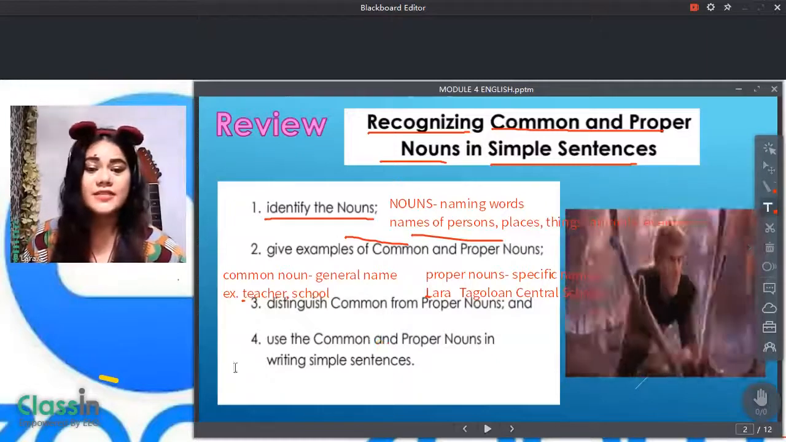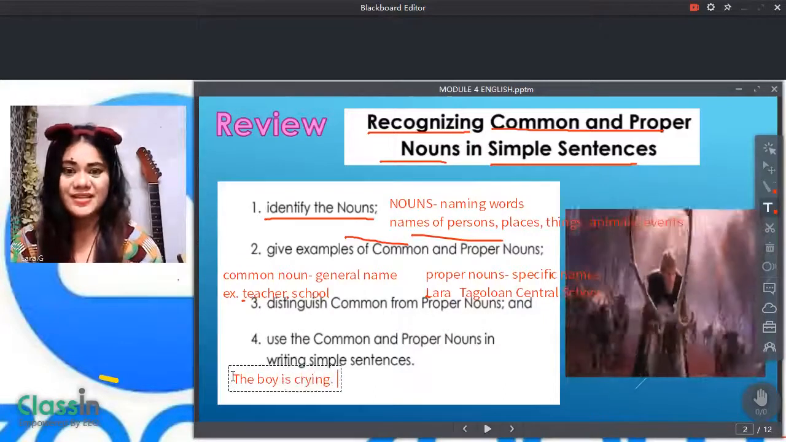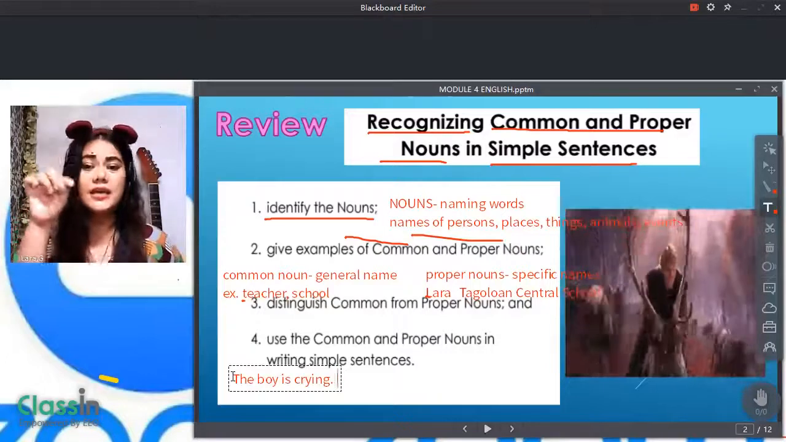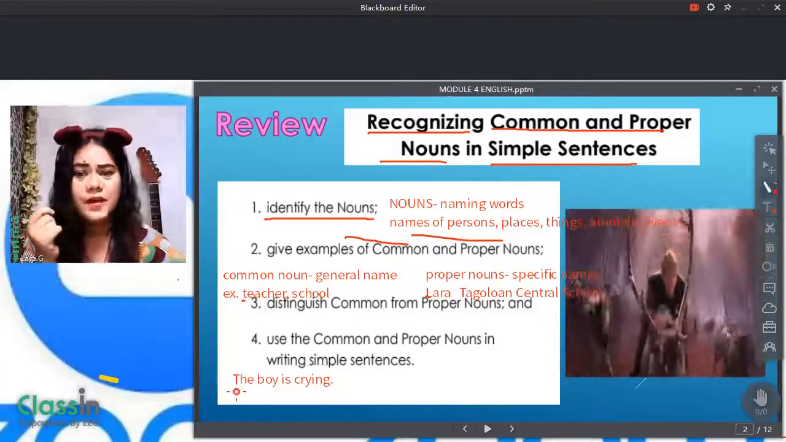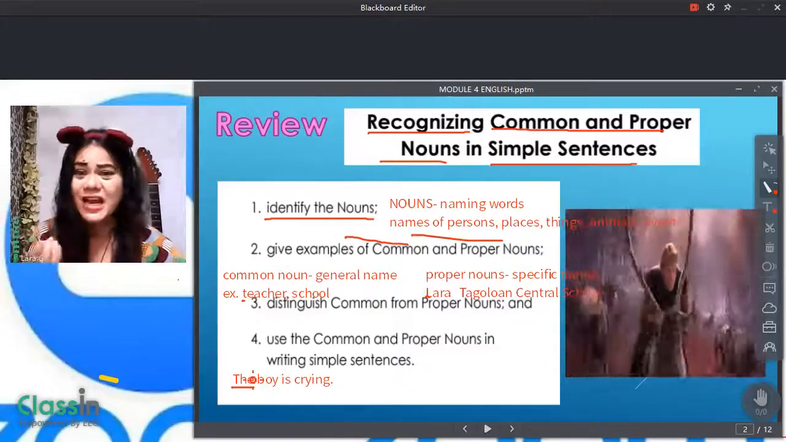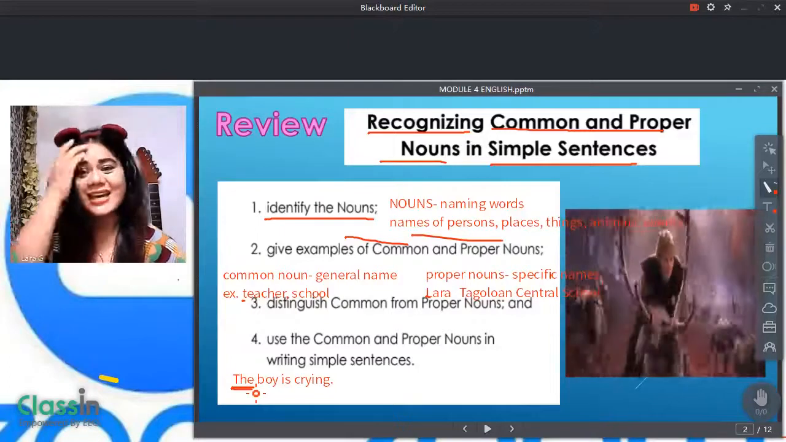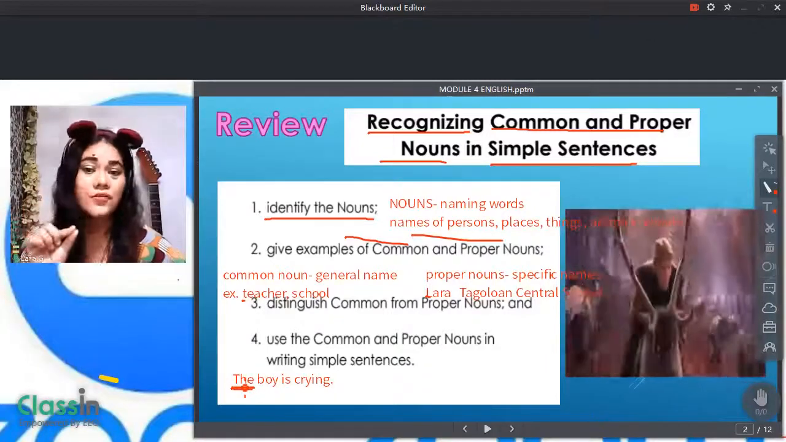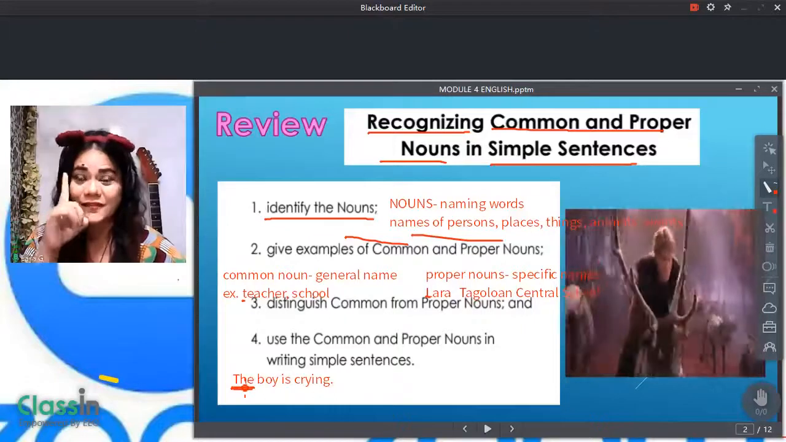For example, when you say "The boy is crying," maybe you will say, oh, teacher Lara said that if the first letter of the word is written in uppercase, then it is a proper noun. Then maybe probably "the" is a proper noun. Actually, it's not, because "the" is not a name of a person, place, thing, animal, or even an event. So it's not a noun. It is just a word, written with a big letter T because it is the first word of the sentence. The first letter of the first word of the sentence is always written in uppercase.